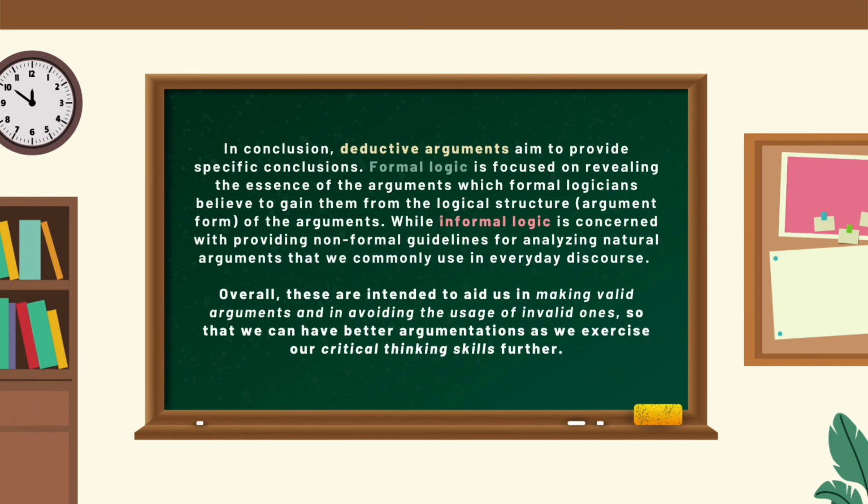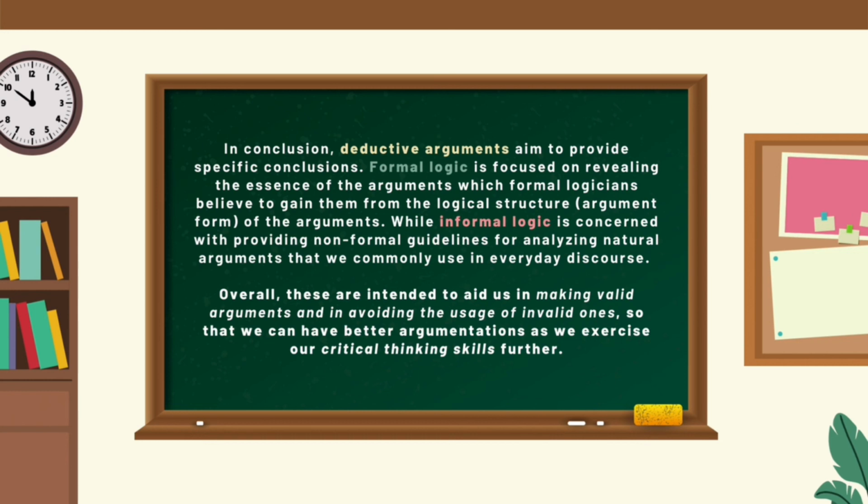In conclusion, deductive arguments aim to provide specific conclusions. Formal logic is focused on revealing the essence of the arguments, which formal logicians believe to gain from the logical structure or argument form of the arguments, while informal logic is concerned with providing non-formal guidelines for analyzing natural arguments that we commonly use in everyday discourse. Overall, these are intended to aid us in making valid arguments and in avoiding the usage of invalid ones, so that we can have better argumentation as we exercise our critical thinking skills further.